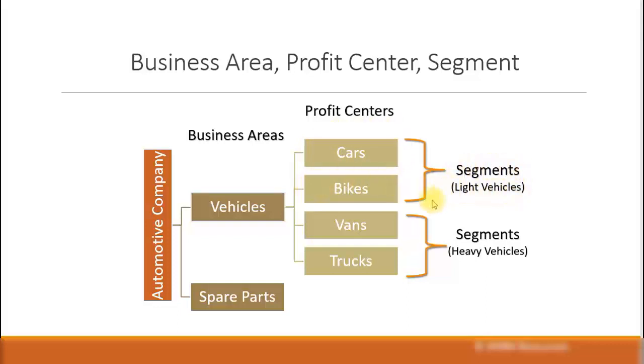Now segments can group a few profit centers. For example, cars and bikes, you can call them as light vehicle segments. And vans and trucks, you can call them as heavy vehicle segments. So this is the interrelationship between business areas, profit centers, and segments.